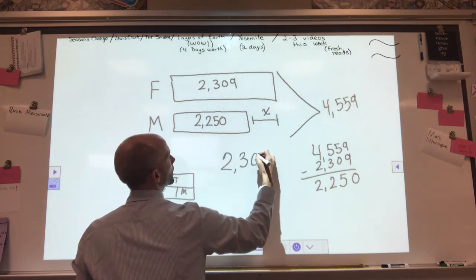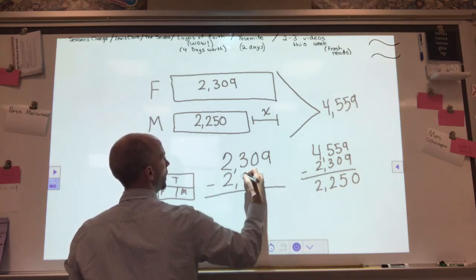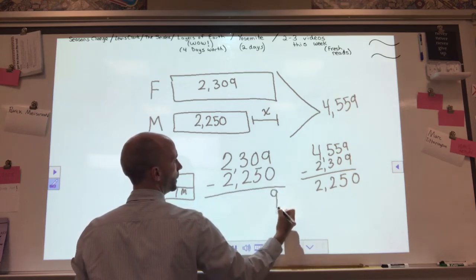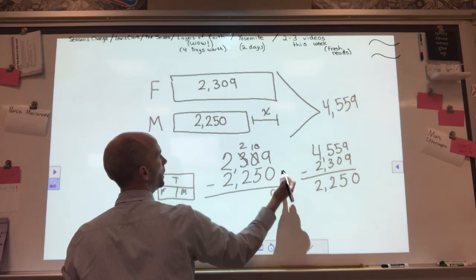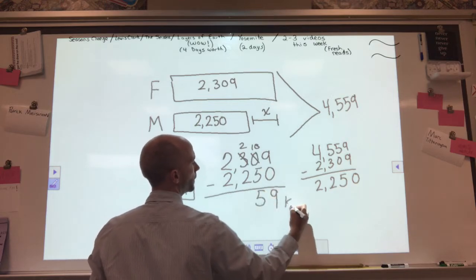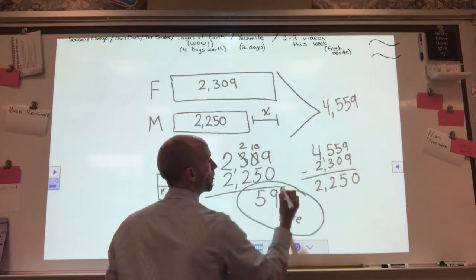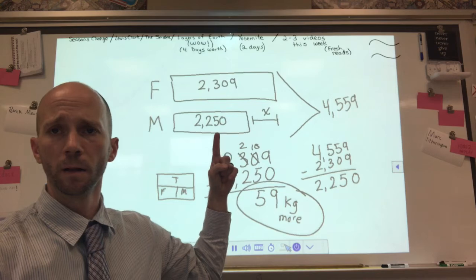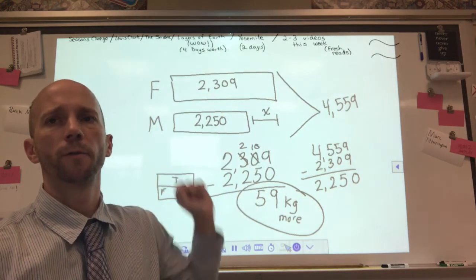weigh? So I take 2,309 and I subtract 2,250. 9, need to regroup, give 10, take away 1, 59 kilograms more, so not by much. All right, so notice that was, again, a two-stepper. We had to figure out our male. After we figured out our male, then we had to find out what this missing part over there was.